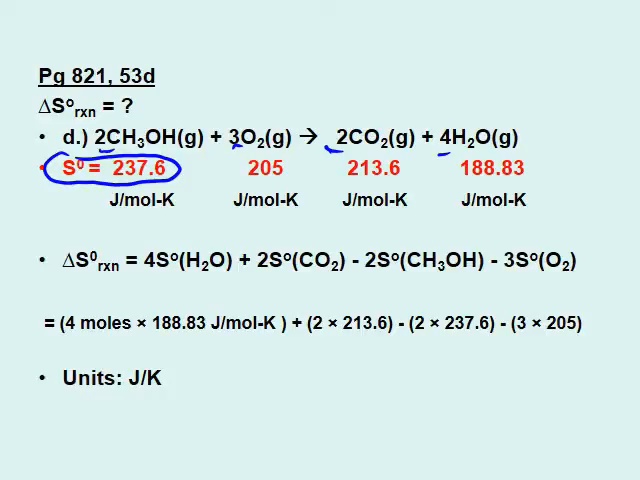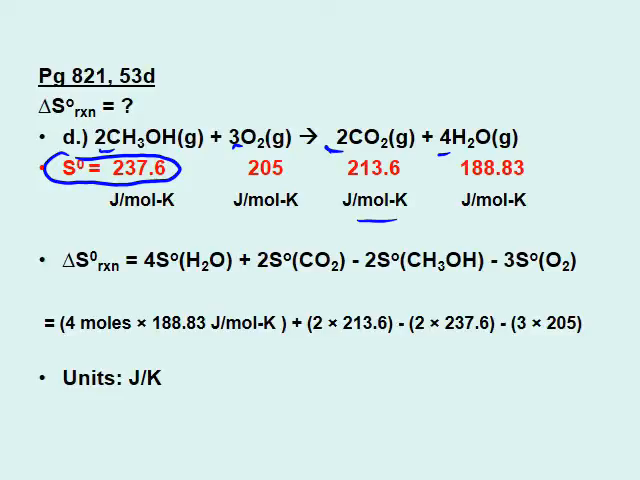237.6 is for methyl alcohol. It's joule per mole per Kelvin. And for oxygen, the value is 205 joule per mole per Kelvin. And then for carbon dioxide, it's 213.6 joule per mole Kelvin. For H2O, it is 188.83 joule per Kelvin per mole.